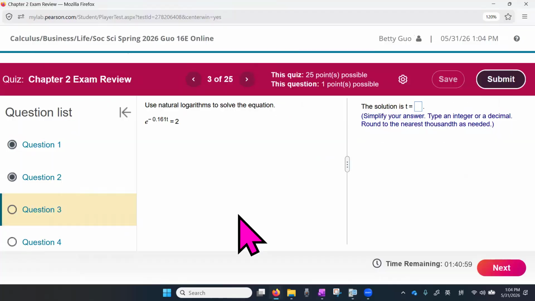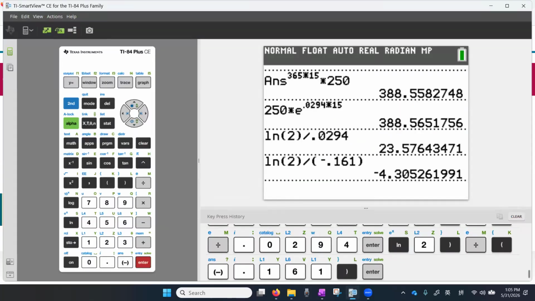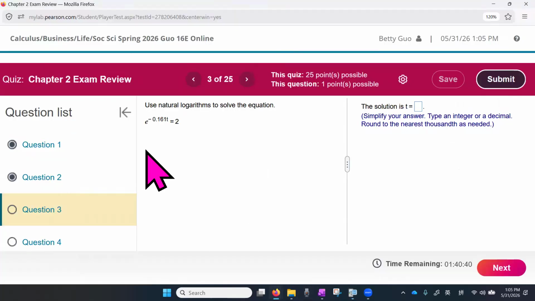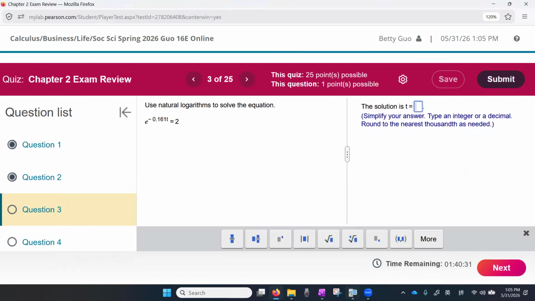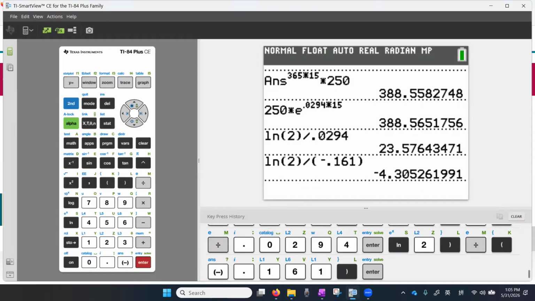Let's see how we round it. Round to the nearest thousandth, so 3 decimal places. Negative 4.305. Where is the box? Oh, it's right here. Negative 4.305.